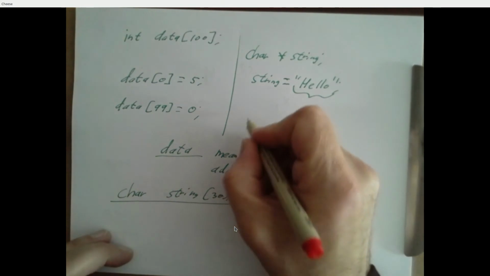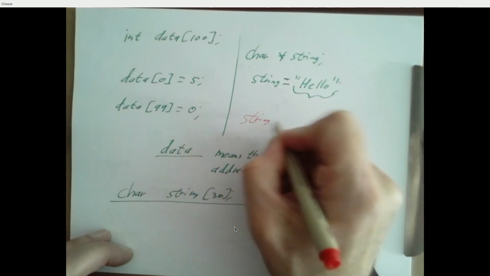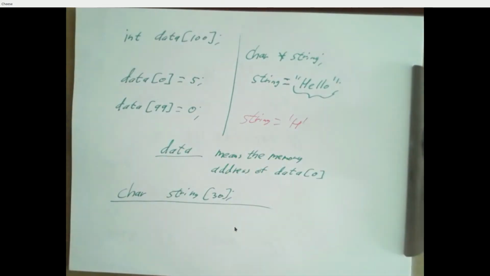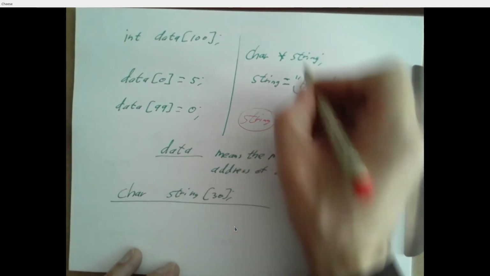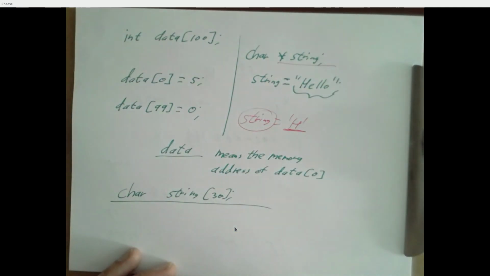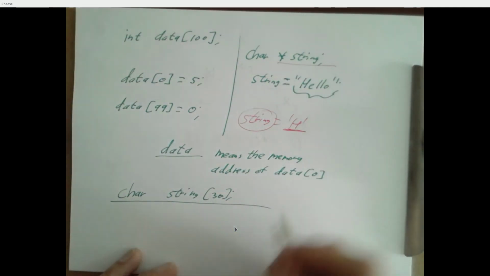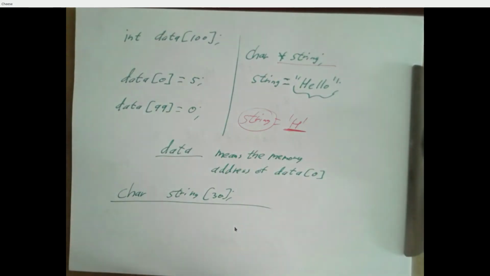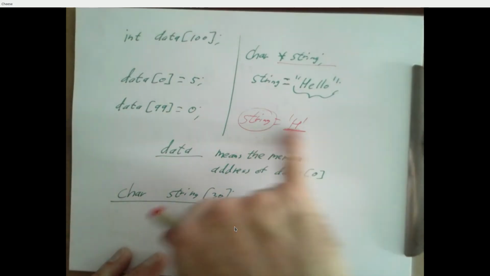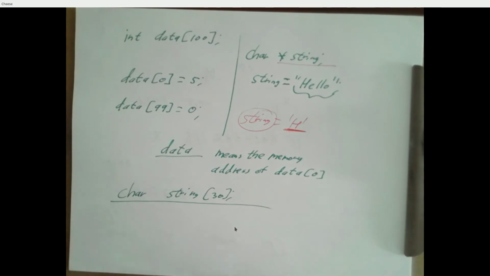But if I were to try to do this, that's going to do bad things. Because this is a character, this is an 8-bit number, this is supposed to be a memory address. So I'll get some compile warnings, but I think it'll still run. But if I do that and I try to do anything with string, I'm going to get weird results.